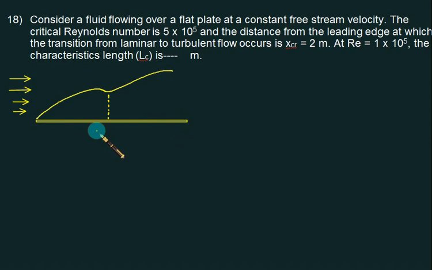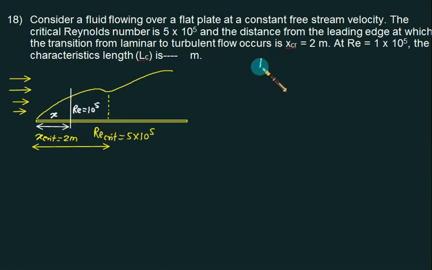In this case, we have to find out the Reynolds number. Critical Reynolds number is given, and you have to find out what is the distance for Reynolds number equal to 1 into 10 to the power 5. So critical length is given as 2 meter, and here we have to find out the distance x for Reynolds number equal to 1 into 10 to the power 5. So our entire flow is laminar flow, so we can use the Reynolds number equation, which is given as Reynolds number equal to V into L by mu.